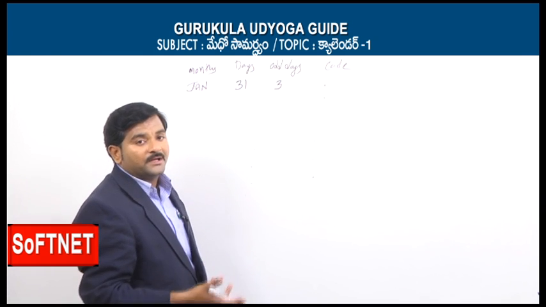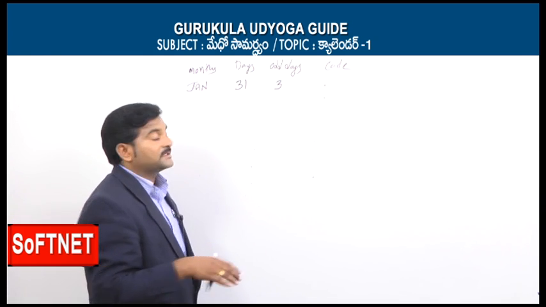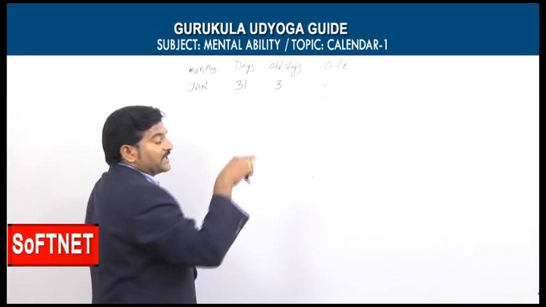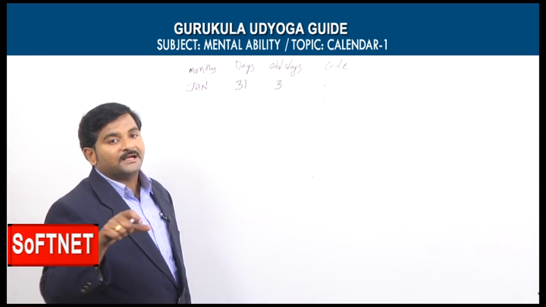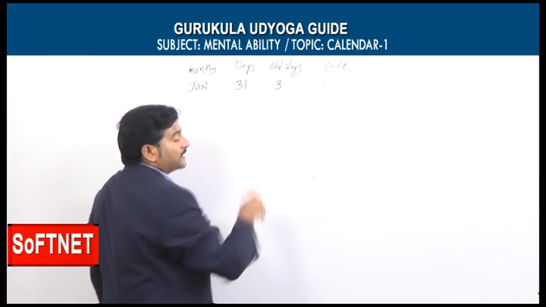3. How am I getting the odd days here? Just now, at the start, we discussed that 31 should be divided by 7. When 31 is divided by 7, how much remainder do you get? 3 is the remainder.